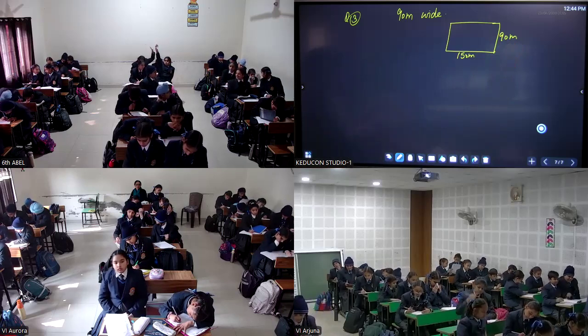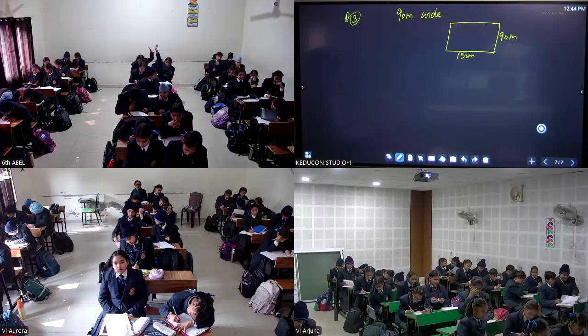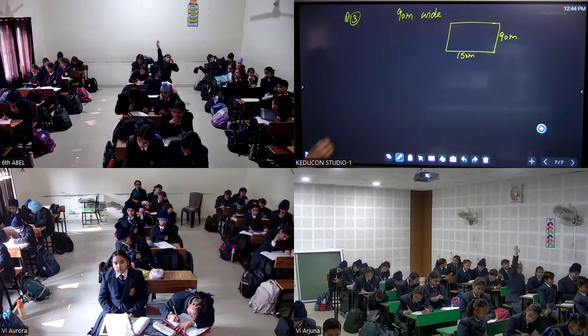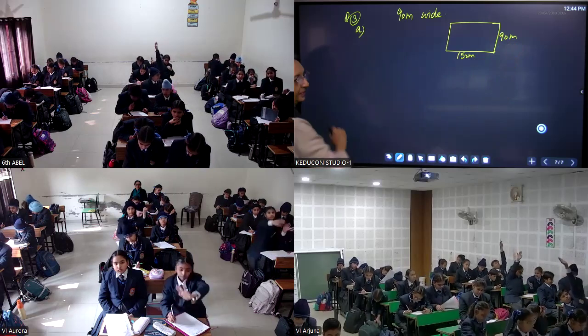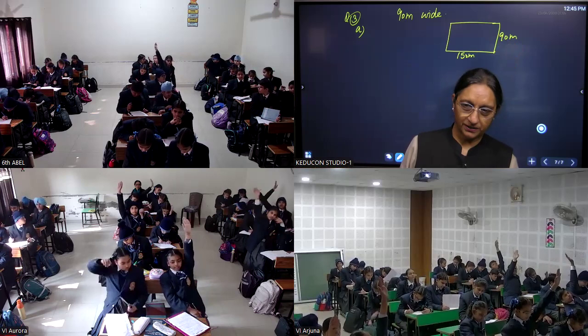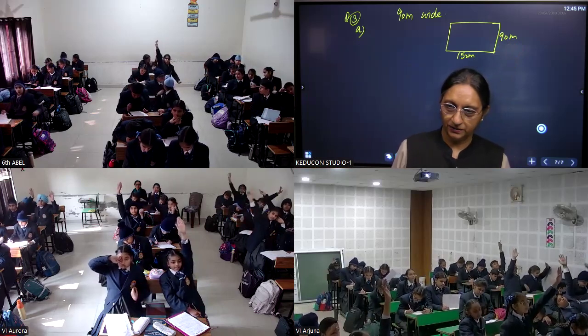She completes 3 rounds. What is the perimeter of the park? Of course, this is a rectangle. You will be finding it. Aurora section, sorry, I can't call you. Your mic is not working.